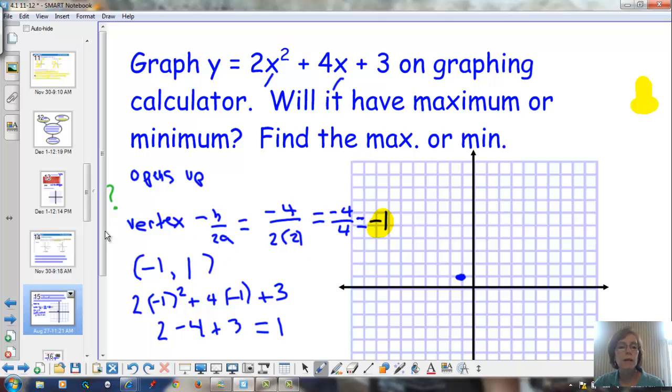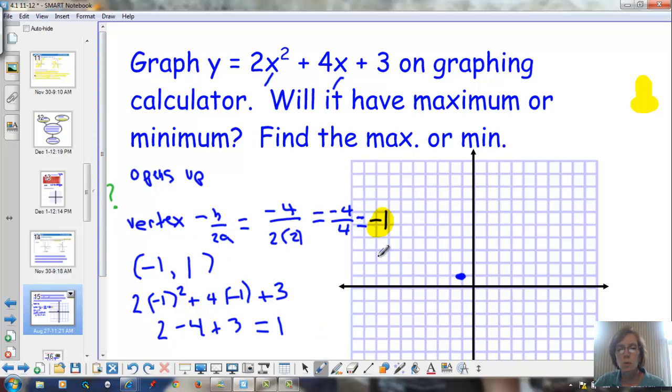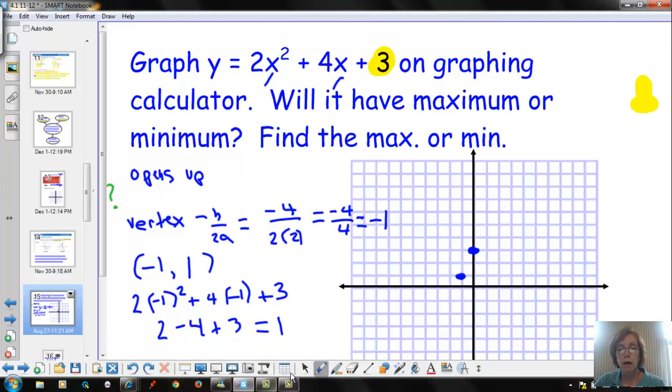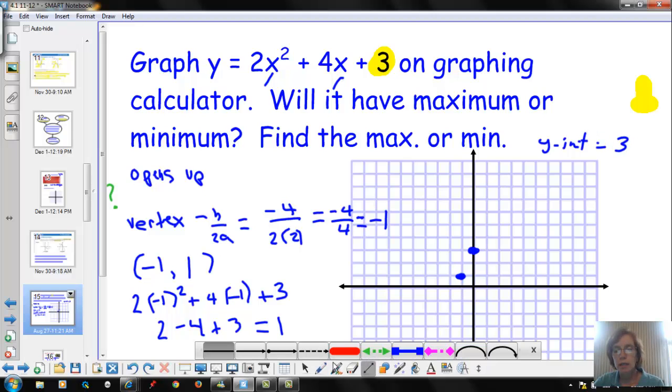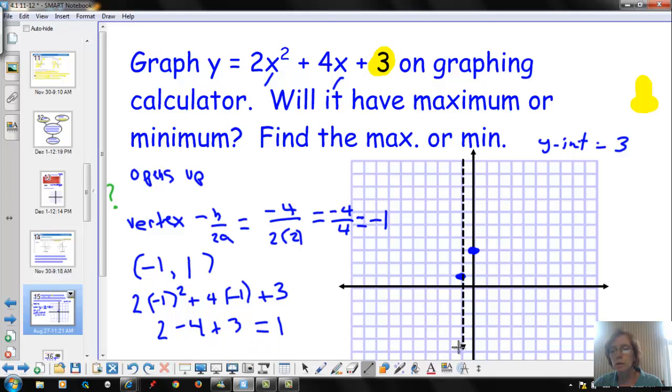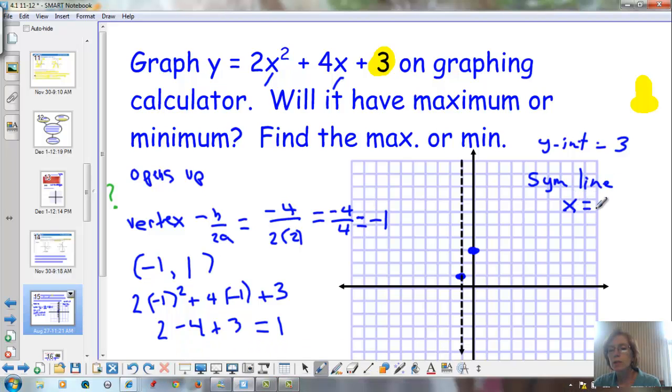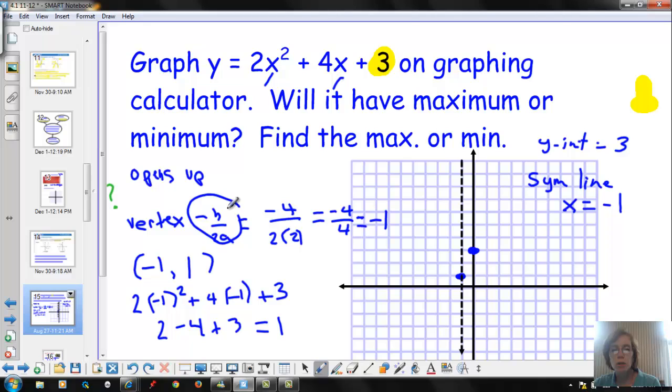So here's my vertex right there, negative 1, 1. I can plot that. And I want to find my y-intercept. Y-intercept is just going to be this c value right here. So I know that I have a y-intercept here at 3. And I can draw in my symmetry line. Let me just write down that my y-intercept is 3, and my symmetry line is going to be this line right here, that goes through the vertex. And so the equation for that symmetry line is going to be x equals, because it's a vertical line, x equals negative 1. Remember, it's x equals your negative b over 2a.